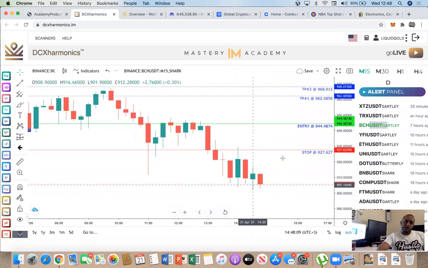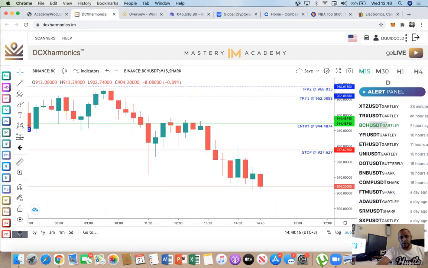Now, DCX Harmonics, guys, let me give you a quick background of how to use this. If you don't know how to use DCX Harmonics, you need to start using this. This software here gives you alerts, just like your Cash Trap does.